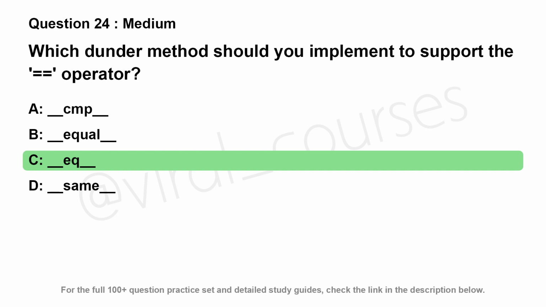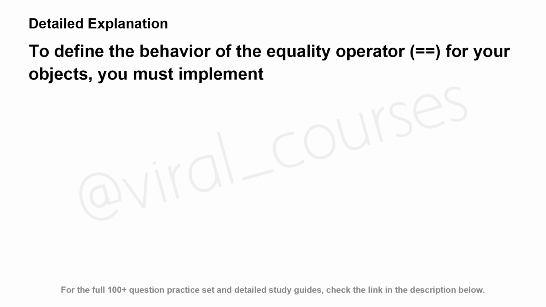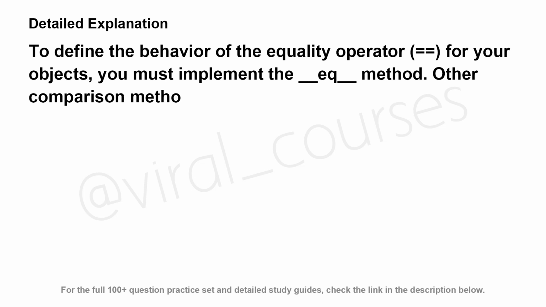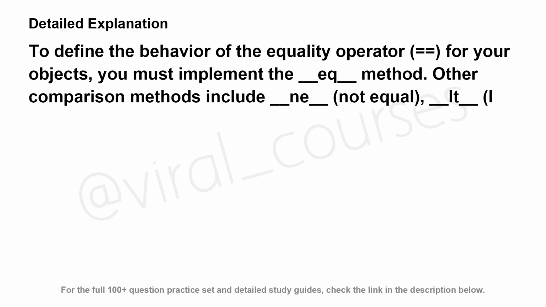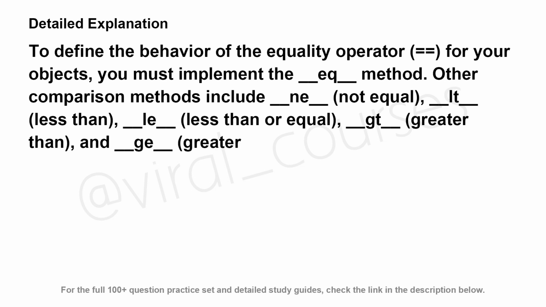The correct answer is C. To define the behavior of the equality operator, ==, for your objects, you must implement the __eq__ method. Other comparison methods include __ne__, not equal, __lt__, less than, __le__, less than or equal, __gt__, greater than, and __ge__, greater than or equal.